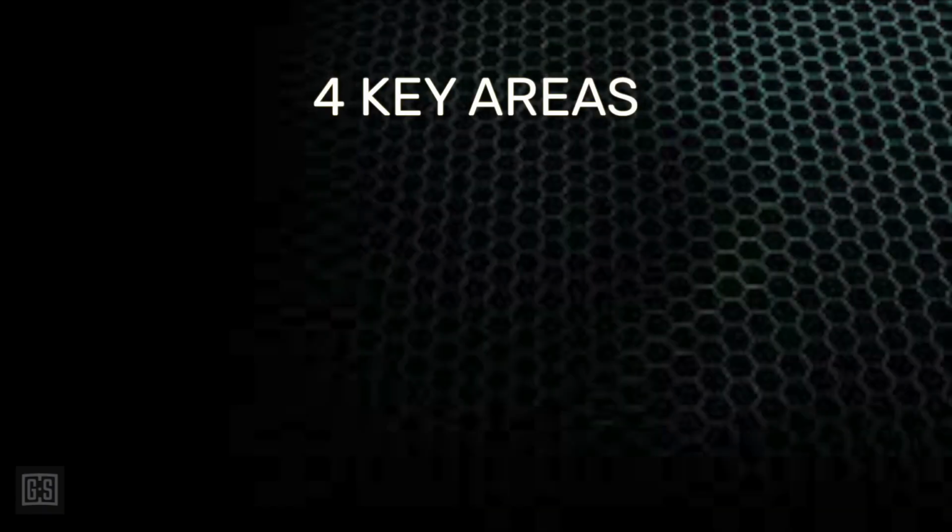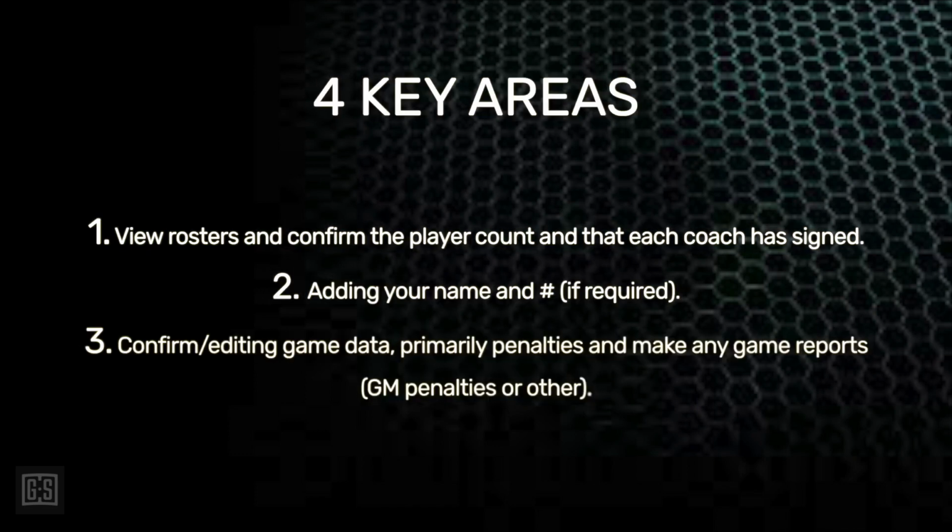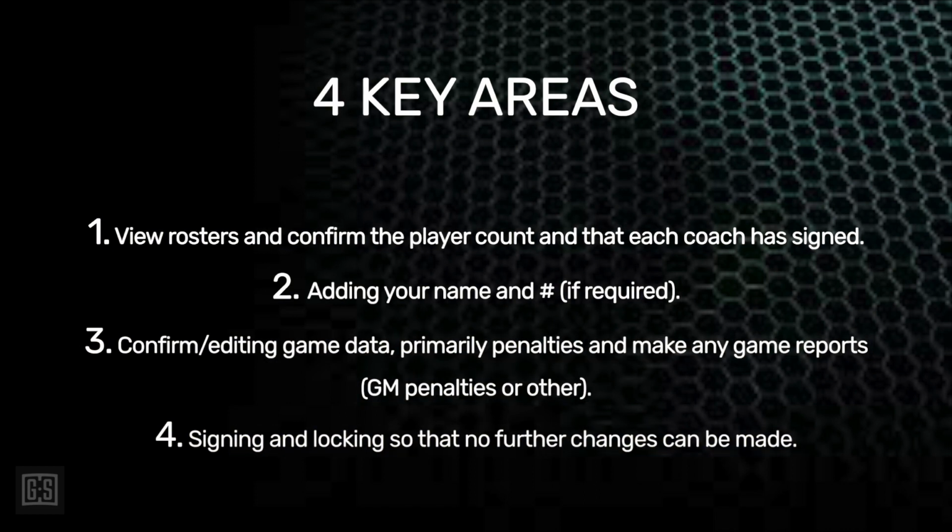There are 4 key areas where game officials will interact with the scoring system. Before the game, officials will need to confirm the roster count and make sure that all coaches have signed. They will need to add their name and their number if required. Game officials will need to confirm the correctness of game data, including goals and penalties, and make any penalty reports, such as a game misconduct report. And finally, game officials will need to lock the game so that no more changes can be made to the game sheet and it is ready to be uploaded to the cloud.